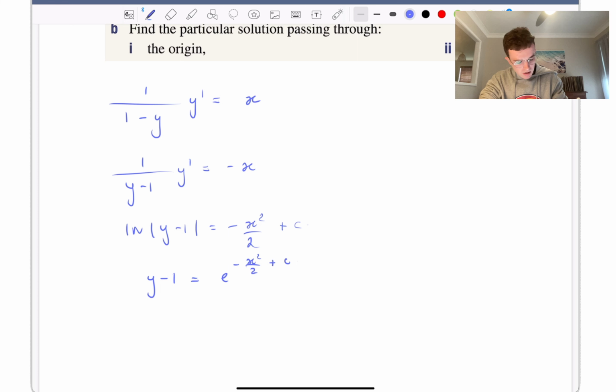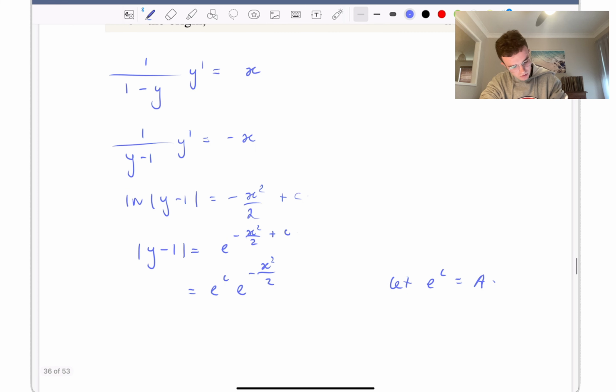We're then going to remind ourselves that we do have an absolute value there. Generally though, since we have a plus c here, which we saw last in year 11 in our work with exponential growth and decay, we can write this as e to the c, e to the minus x squared on 2. But then we say let e to the c equal a.